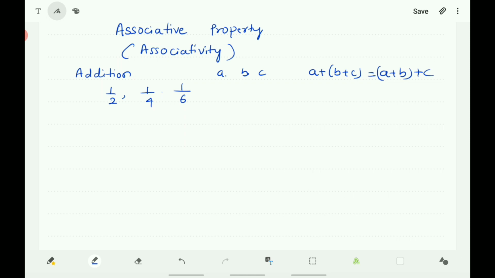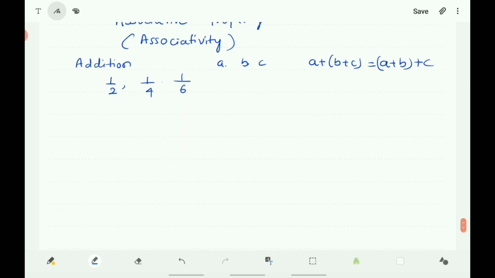Now let us check this for the rational numbers. Now let us consider the three numbers in the place of A, B, C, that is 1 by 2, 1 by 4 and 1 by 6. These are the rational numbers. Now you take A plus (B plus C). If this is A, this is B, this is C, now you take A plus (B plus C). A is here 1 by 2 plus (B is 1 by 4 plus 1 by 6).